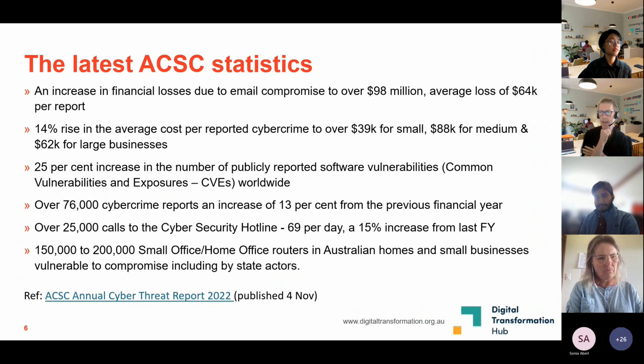And when you look at the ACSC stats, so I'm just going to touch on a few of these, an increase of average of $64,000 per report. So that is significant. A 14% rise in the average cost of cybercrime over the last 12 months. 25, this is the one that's really annoying for me as an IT professional, a 25% increase in the number of vulnerabilities that are being reported. So, I can give you the positive spin. Maybe we're being more upfront about the vulnerabilities that exist within IT systems, but the negative spin is we haven't got things under control yet.